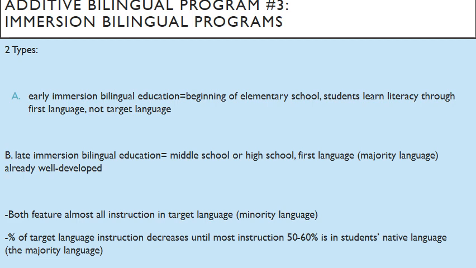So both feature initially a majority of the instruction in the target language, the second language, and then gradually the percentage of the target language decreases until the majority language is still the one that's emphasized in school more often. So eventually the majority language takes up at least 50 to 60% of the instructional time, with the target language, the minority language that they were trying to learn as a second language, taking up less instructional time.